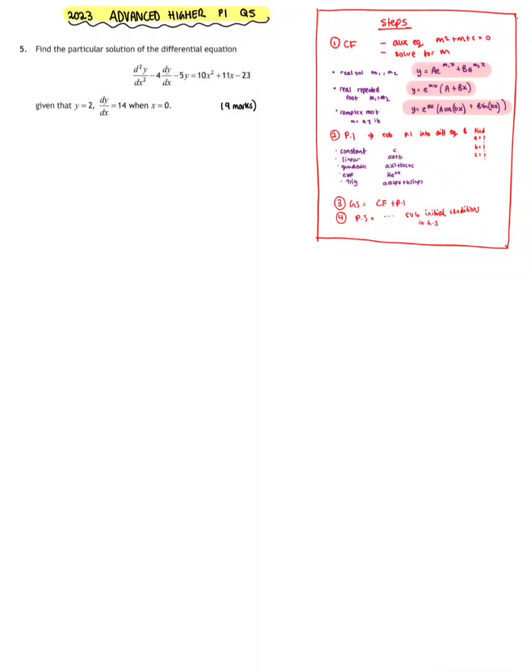Advanced Higher 2023 Paper 1 Question 5, which is a differential equations question. I've outlined the steps on the right hand side and let's get straight into it.